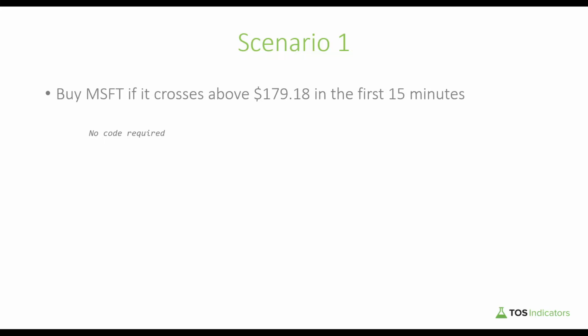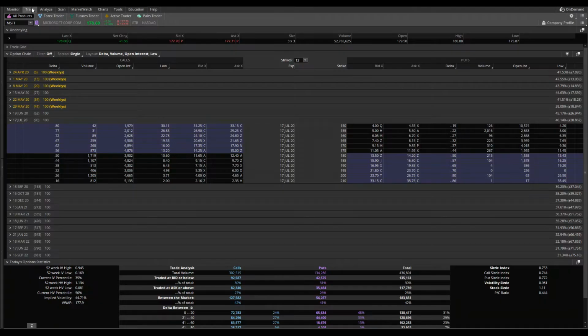Particularly with Microsoft, we're going to be looking to buy if price crosses above 179.18, which is above the current price, within the first 15 minutes after market open. For me, that's 6:45 a.m. Pacific that I'm looking for Microsoft to cross above 179.18, in which case I want that order to trigger, and if that doesn't happen, then close everything out. So let's go on to ThinkOrSwim and see how we can make this happen with both targets and stops in place. Coming to the ThinkOrSwim platform, we'll start in the Trade tab.